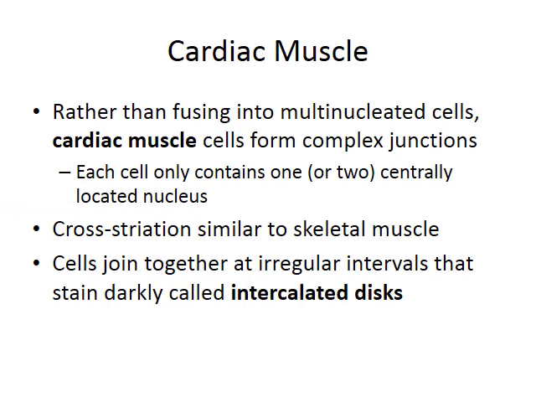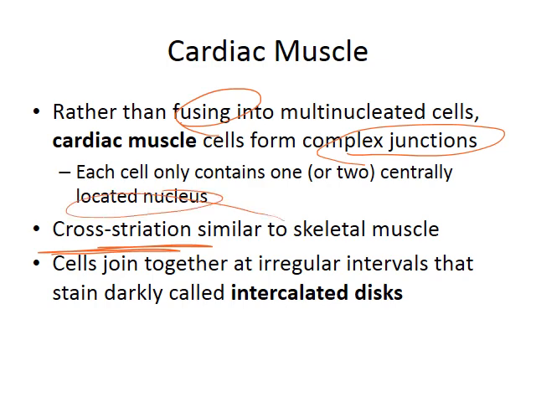Alright, so we're done with skeletal muscle, which means we're almost done with the lecture because the other parts either overlap or there's not much new to say. So cardiac muscle is very similar to our skeletal muscle in that they contain cross striations. However, in developing, they don't fuse into multinucleated cells. Rather, they form complex junctions from one cell to the next, and they're only going to have one nucleus that's going to be centrally located.